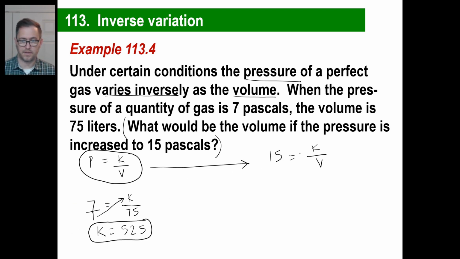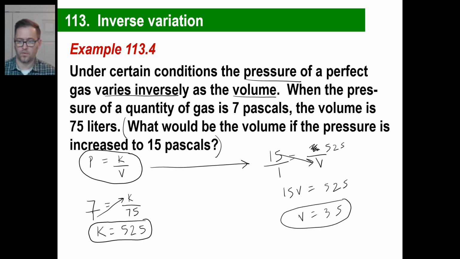And we know what the K value is, right? It's 525. Okay, so we just need to find out what V is. And we do the same thing, just cross multiply. So we have 15 times V equals 525. And if you do the arithmetic, you will find out that the volume is 35. And there we go.